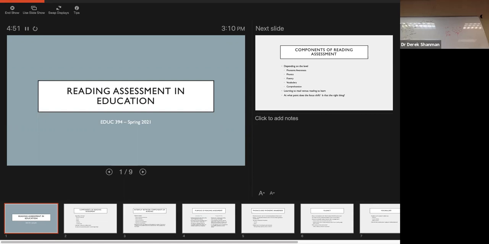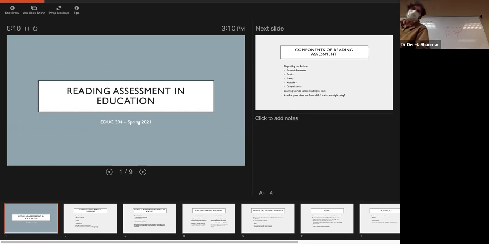I am not a reading assessment professor. There's an entire class on reading assessment. This is a general overview. Someone else who is a lot smarter than me in terms of assessment is going to tell you a lot more information later. Go with what they say in terms of specifics, but this is going to give you a good general overview.